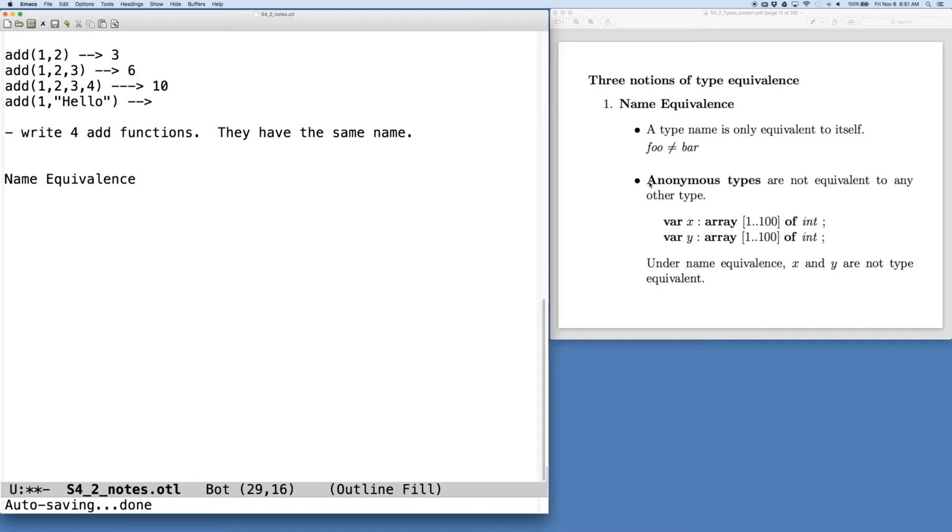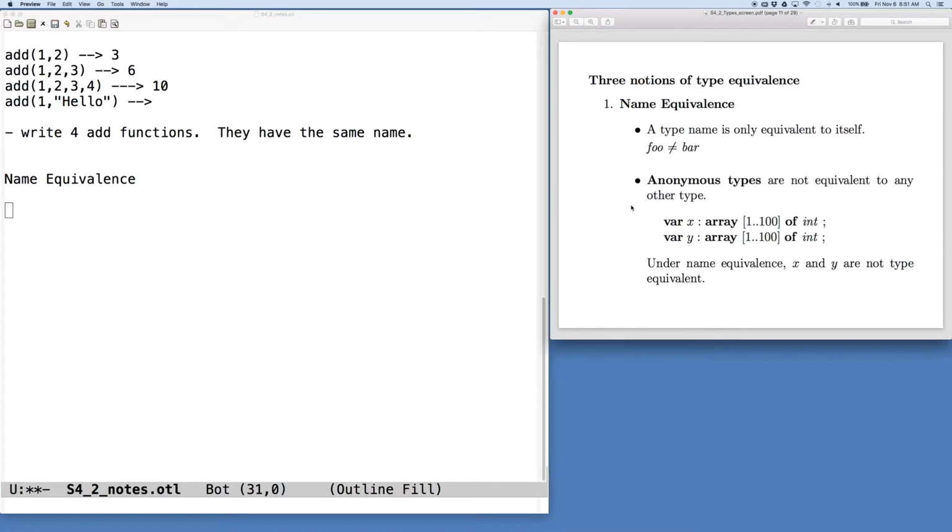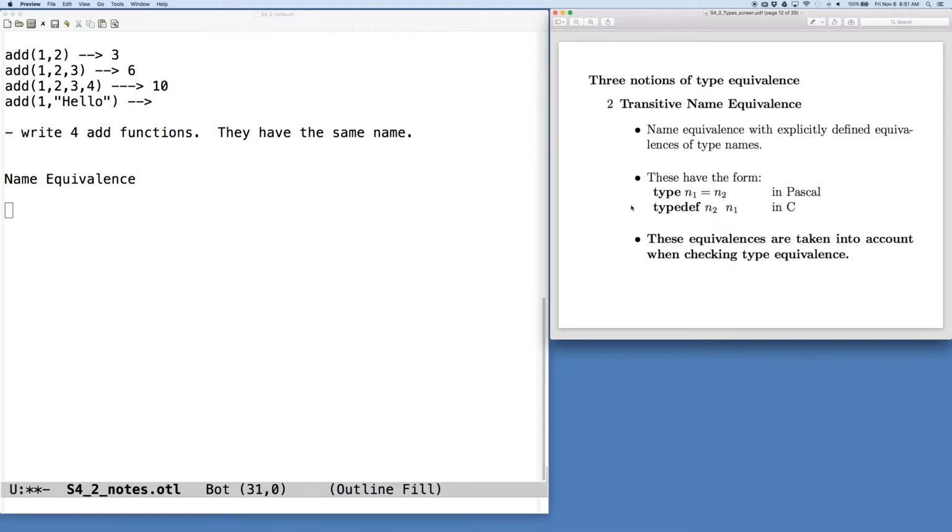Another one here, anonymous types, right? So these don't have a name. So here we have a couple declarations for x and y. They are arrays. They look like the same type. However, they don't have names, and thus name equivalence as a scheme would specify that they are not the same type. This is what happens in C with structures. Right? So structs in C that have the same structure are still treated as different things if they are anonymous structures. They don't have a name, so we don't attempt to say that they are the same thing. So that's name equivalence.